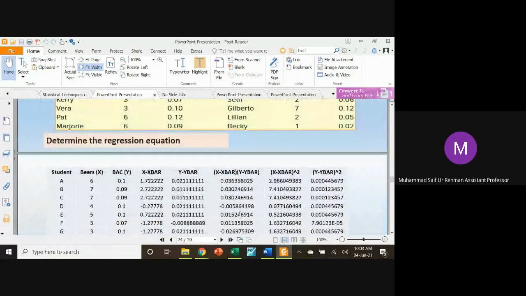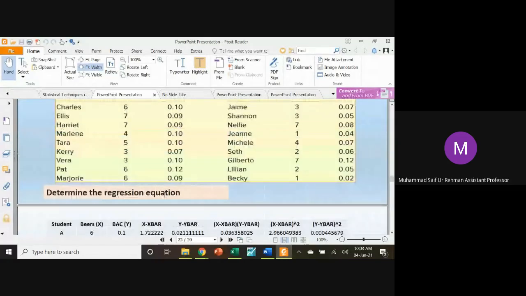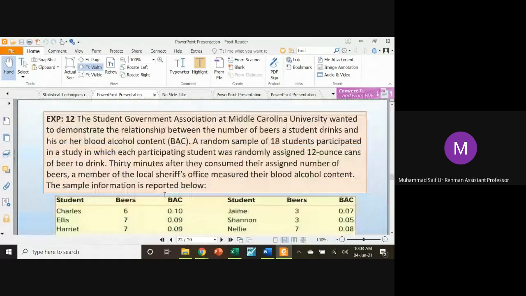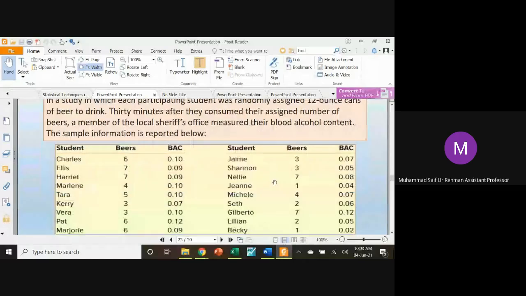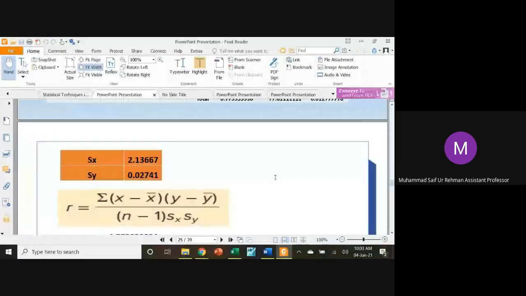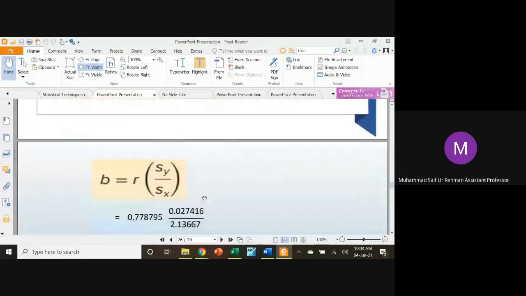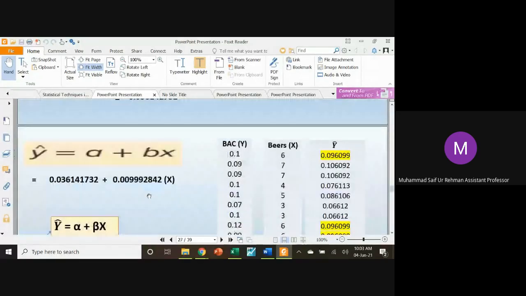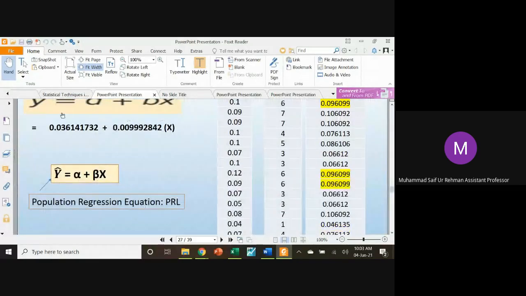So you can see my previous lecture, and you can solve this example, and this will help you a lot in understanding the concept. This is there in your book, example number 12, chapter 13. I have solved this example in Excel. I have found this R, and further I have solved for the alpha and beta values for the estimators, and then I have found y hat.